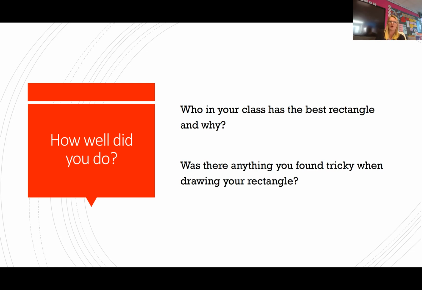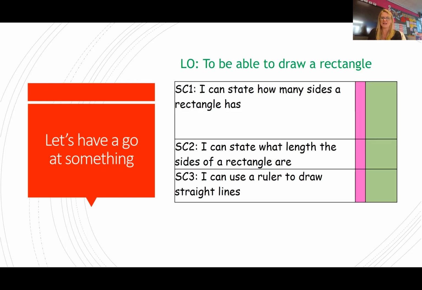And then also have a think and talk to your partner. Was there anything you found tricky when drawing your rectangle? So again, have a look at these 3 things. What part of our success criteria was tricky for you? So pause the video now. Whose was the best rectangle and why? And was there anything that you found tricky about your rectangle? Off you go.